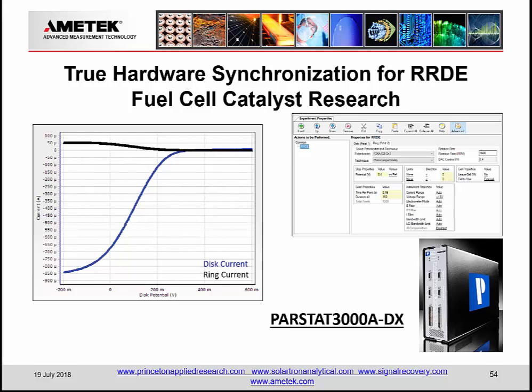It's the world's highest performance bipotentiostat. We have two fully functioning channels, both capable of electrochemical impedance spectroscopy. And so we can use this to evaluate the catalysts that are being used in fuel cells through our rotating ring disc experiment.